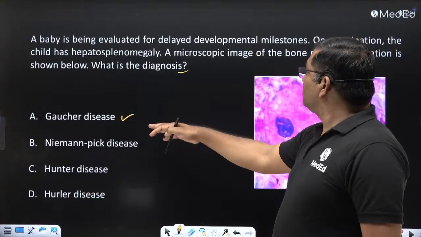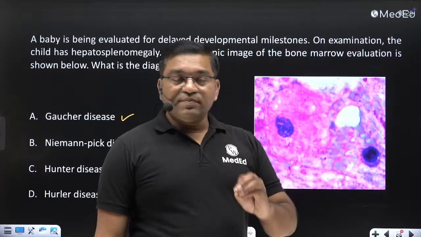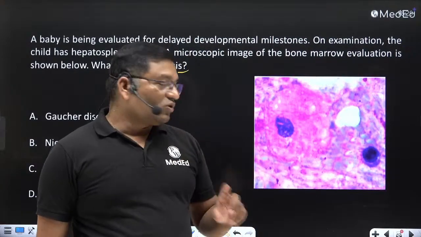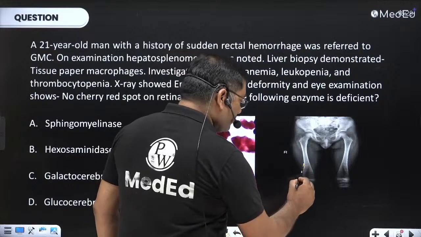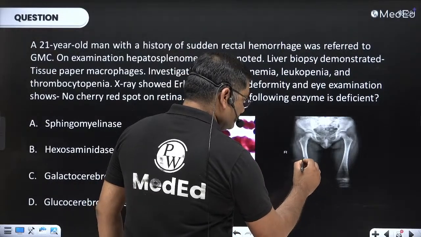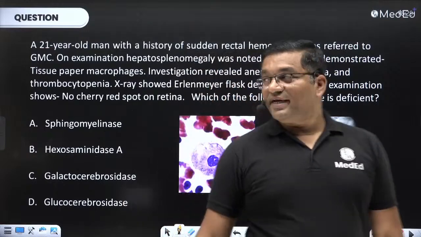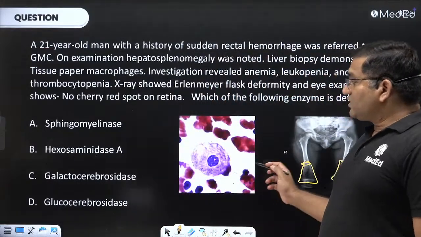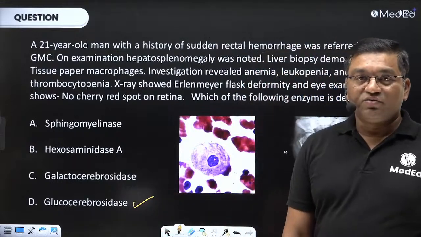While in Gaucher's disease, the crumpled tissue paper appearance, the wrinkled paper appearance of the macrophages, is the important finding. So see, this is Erlenmeyer flask deformity on the X-ray. There is avascular necrosis of the bone. So it is glucocerebrosidase which is deficient here.